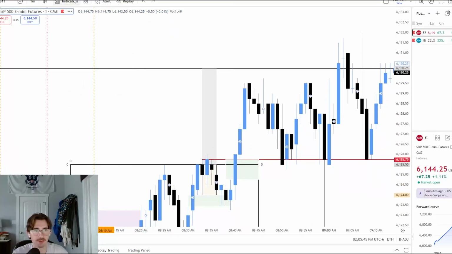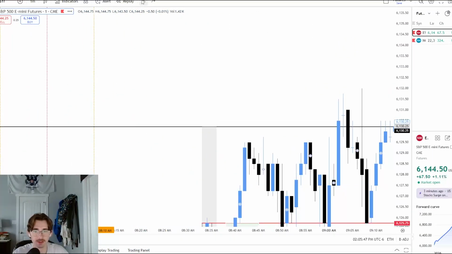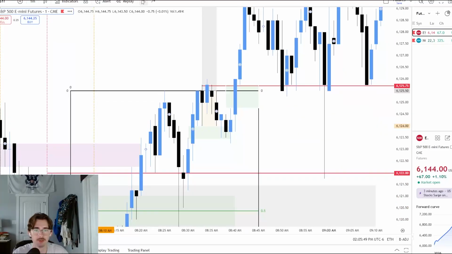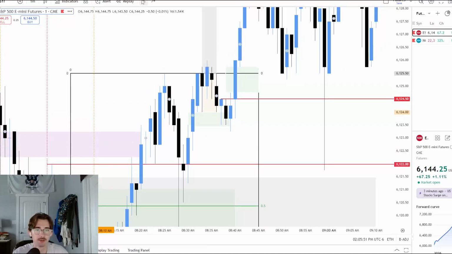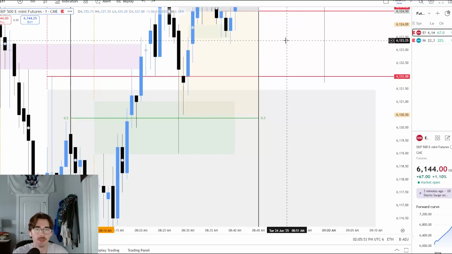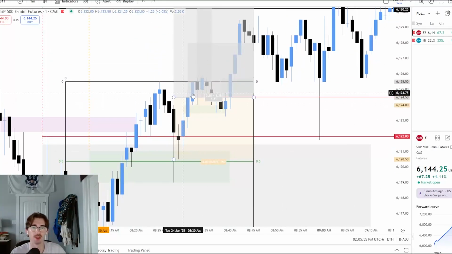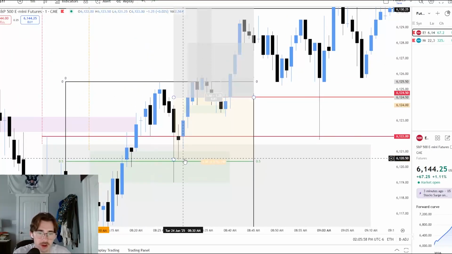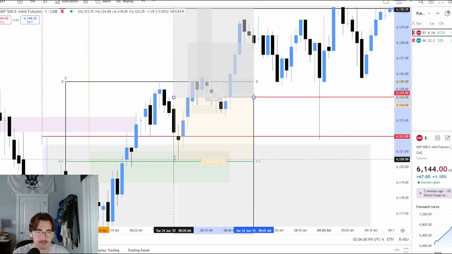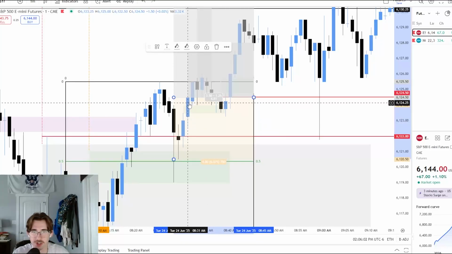Why did I get stopped out in this trade? Let's see if I go back. This is where I entered. If I would have entered off that 1 minute fib right here, where I thought it was a break of structure.